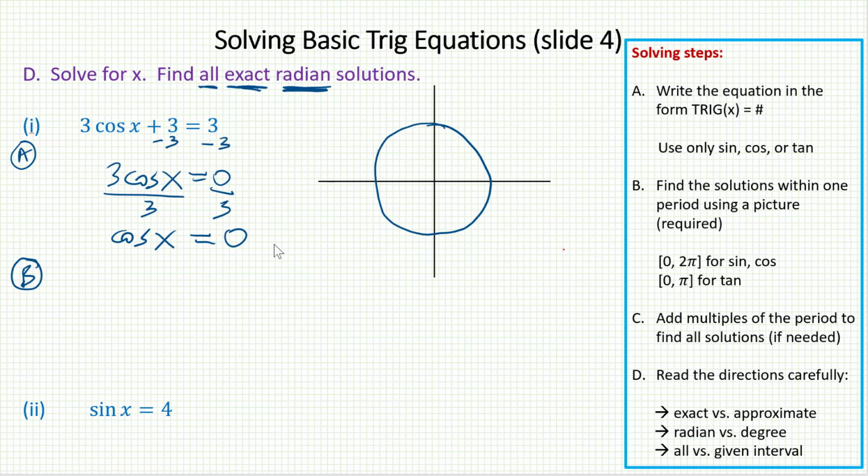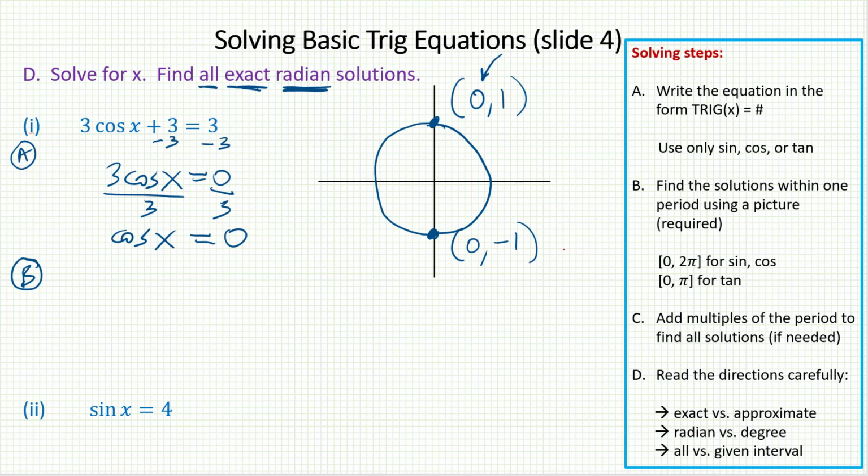Well, cosine is the a coordinate, so let's see, here would be a spot, right? Because this is the point 0, 1. This point has an a coordinate of 0. Are there any other spots within one rotation that have an a coordinate of 0? The other one would be down here at the bottom. This spot also has an a coordinate of 0. There's nowhere else on the circle that has an a coordinate of 0.